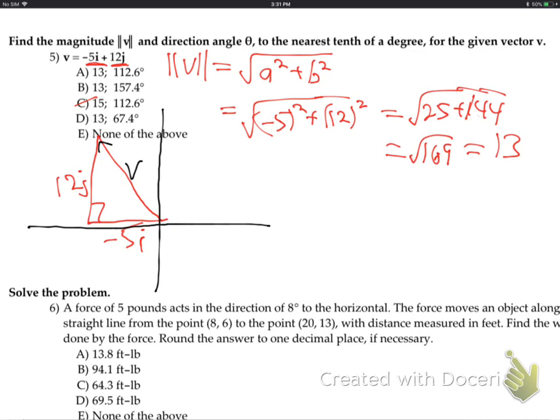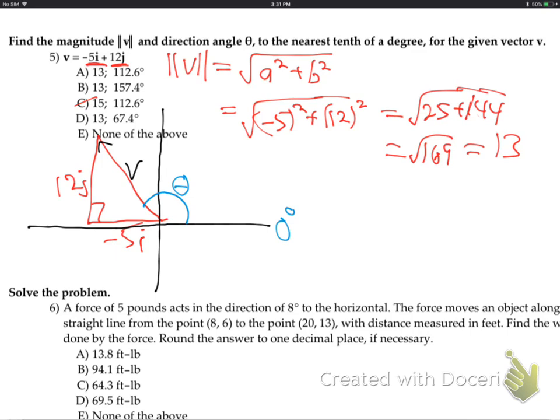It's the angle from 0. Well said, Pauline. The direction angle means from here, theta. This is 0 degrees. It means from 0 to that vector. So D is out. Yeah, it's got to be more than 90, doesn't it? Forget D.